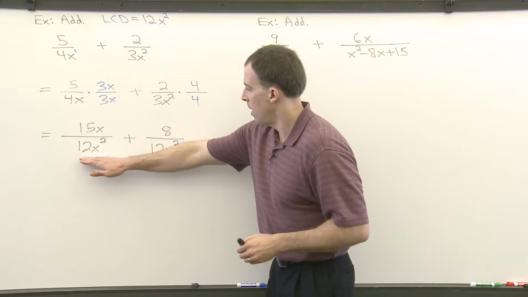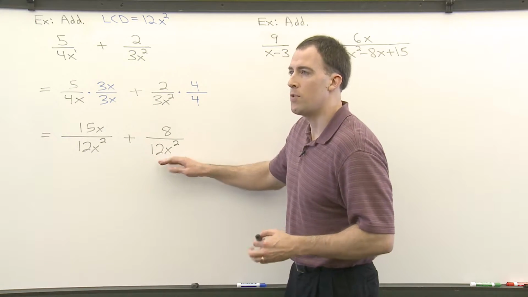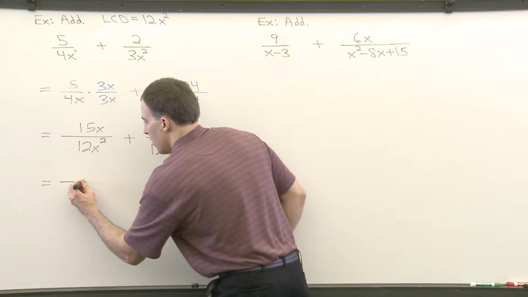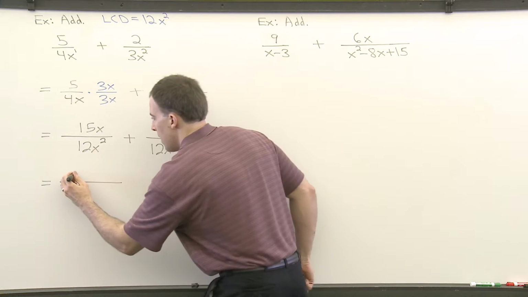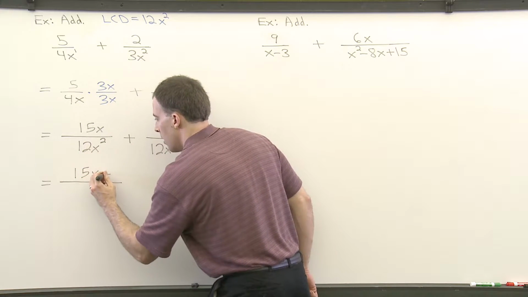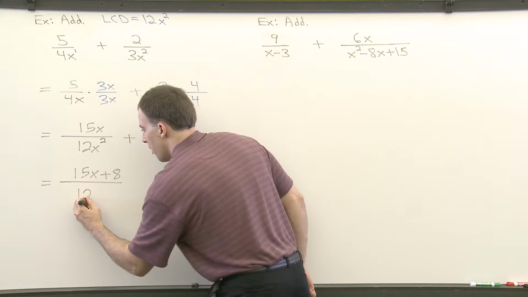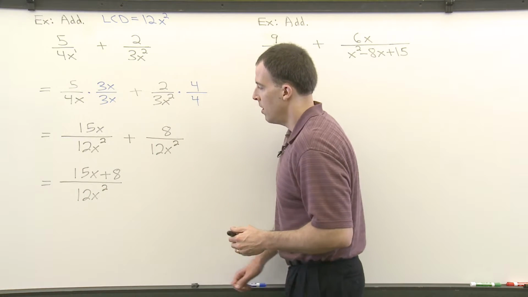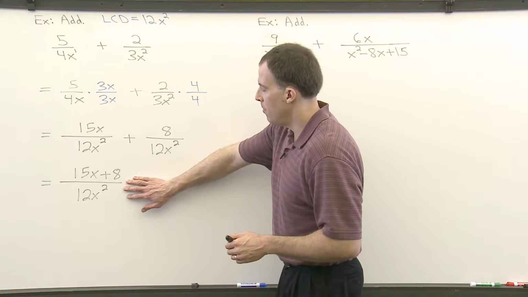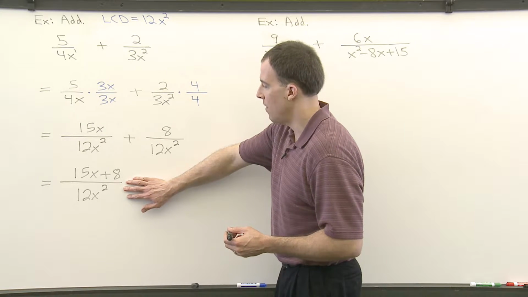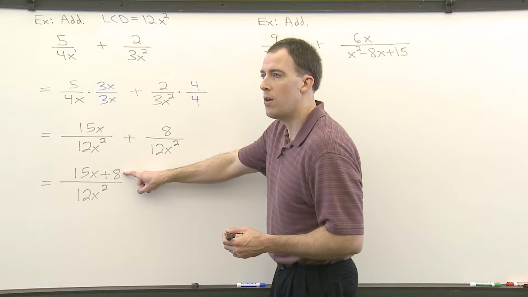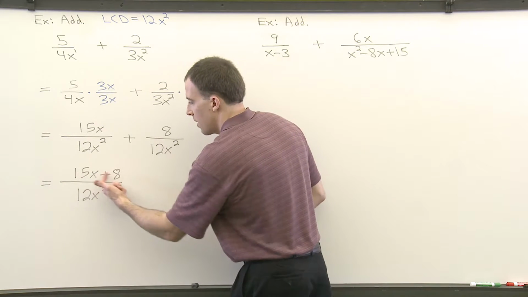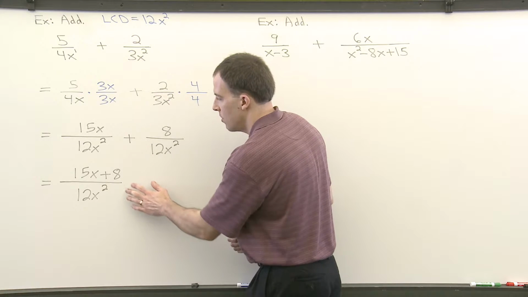We now have the same denominator underneath both fractions, which means we can add them together. So let's add them together and make it a single fraction. 15x plus 8 is the new numerator, and the denominator is 12x squared. So we've got 15x plus 8 over 12x squared. Sometimes at this stage we're done, but to make sure that we're done, we have to see if we can potentially factor the numerator and then maybe reduce to lowest terms. I don't think we can factor 15x plus 8 at all, so at this stage we're done.